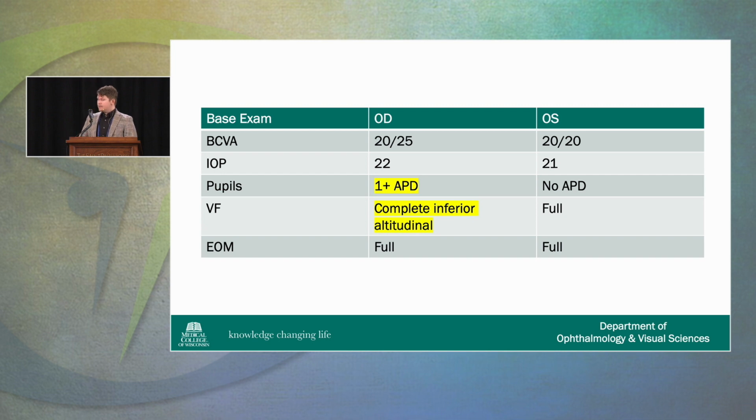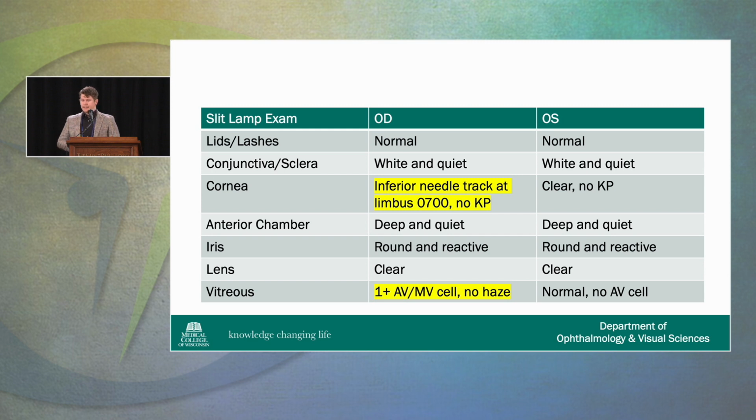Exam vision is relatively normal, 20/25, 20/20. I wouldn't blink at that if I was just looking at that, but she does have an APD, and she has a complete inferior altitudinal defect in that right side. Dilated exam, slit lamp exam, she had an inferior needle track at 7 o'clock. So it's something that you can see if someone's done a prior AC tap. You should look for these, especially if someone gives a history of uveitis or that they've been managed by uveitis before.